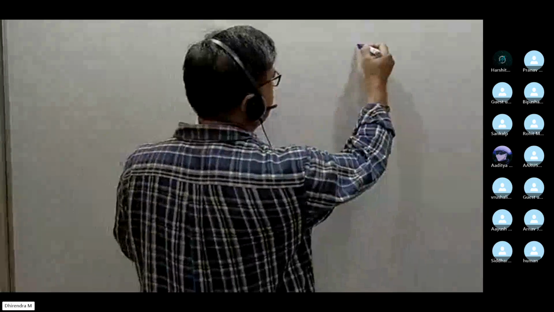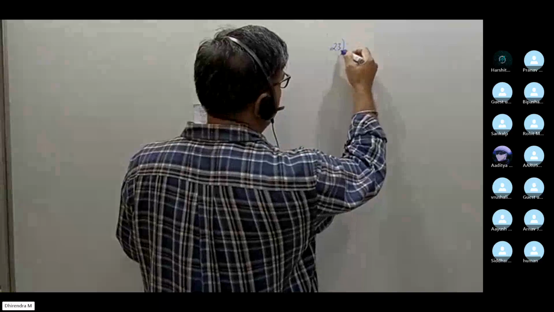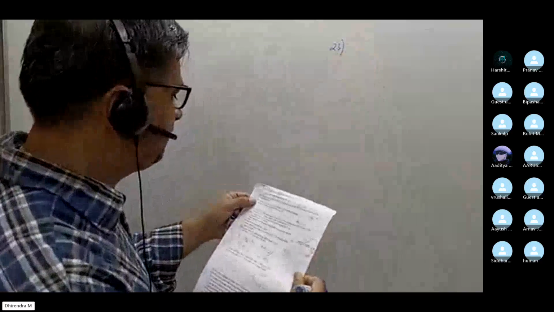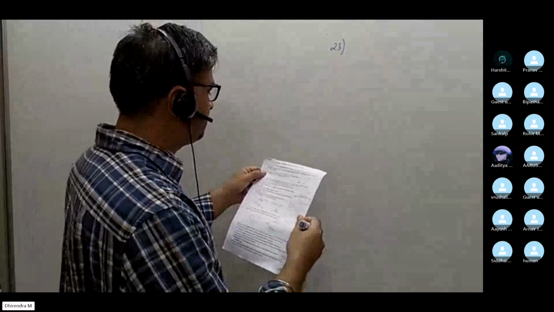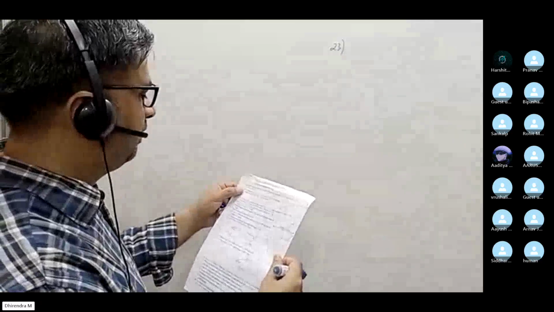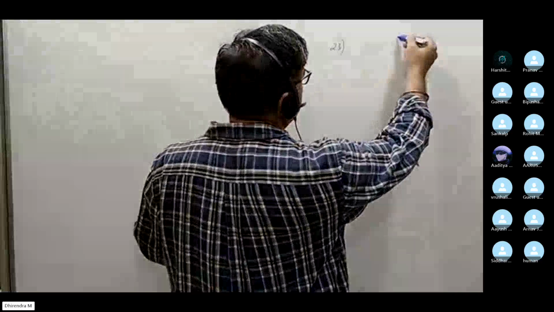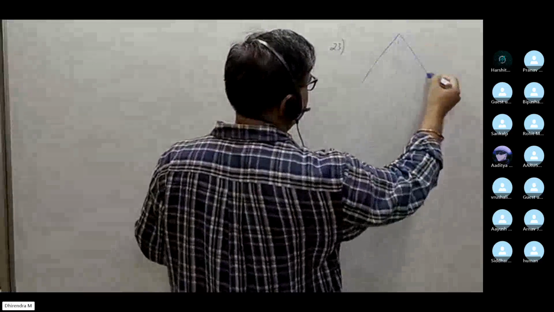So let me very quickly solve both of these. 23 we do first. 23. So this is 23. Okay. What is 23? It says in the figure AB is equal to AC. Where is the figure? Okay, it's here. AB is equal to AC.